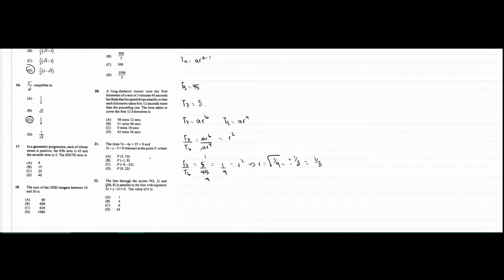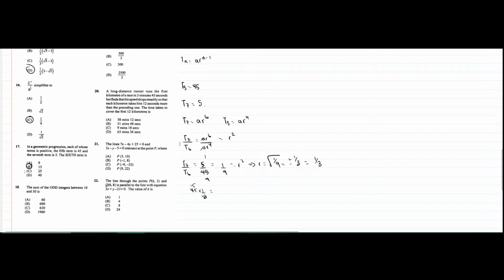If R is 1/3 and I have T5, T5 multiplied by a third, which is 45 by a third, will give me T6. Nice, what? 15. And there's a trick for GPs. For GPs, all you have to do is divide terms. A division of terms is a little trick that you want to use in GPs.